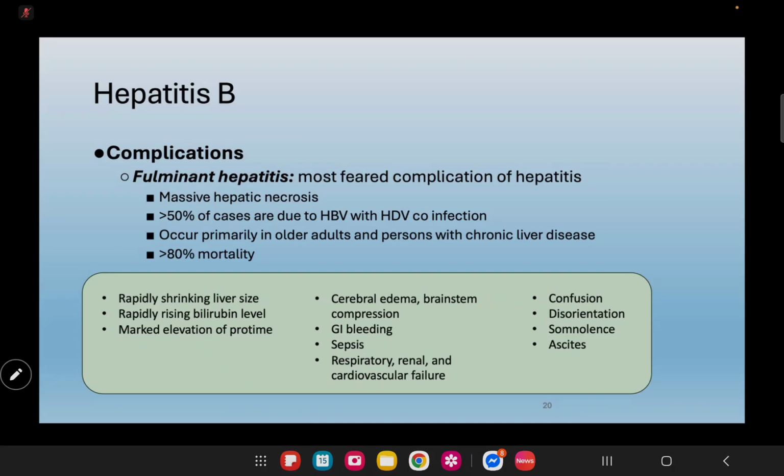Early recognition is critical. Once encephalopathy sets in, then the prognosis is so bad. No? Once there is encephalopathy, the prognosis is grave or bad already.